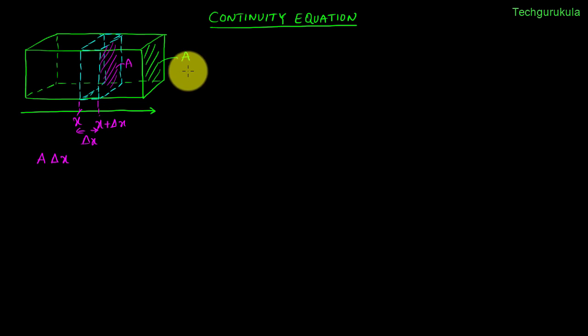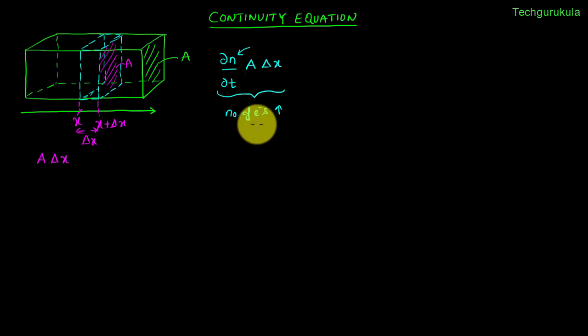Let's say the number of electrons in this box of volume A del x is increasing. We can represent that in mathematical form as del n over del t times A times del x, because n is the number of electrons per centimeter cube, which is the electron concentration, changing with respect to time. But we are talking about the total number of electrons increasing with respect to time in this box. That's why we multiplied this by A times del x, so that the units are the number of electrons increasing with respect to time in the box.